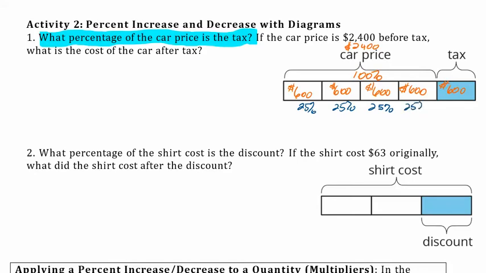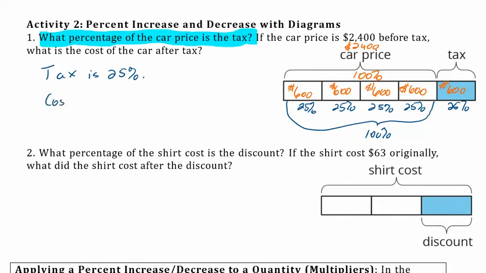And so the total there would be 100%. That's the car price, 100%. So this block is adding on another 25%. So the tax is 25%. That's pretty high. What is the cost of the car after tax? Well, we're going to add in that extra $600. The cost of the car after tax is the $2,400 plus the $600 in tax, which is $3,000.